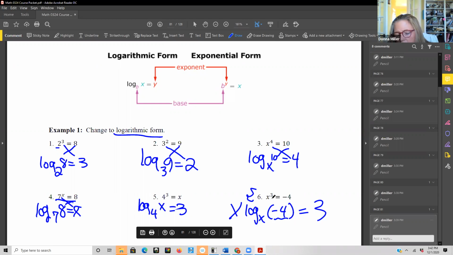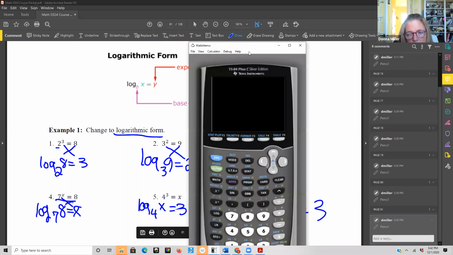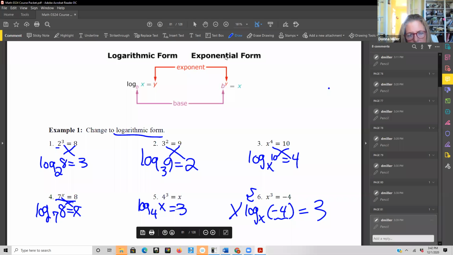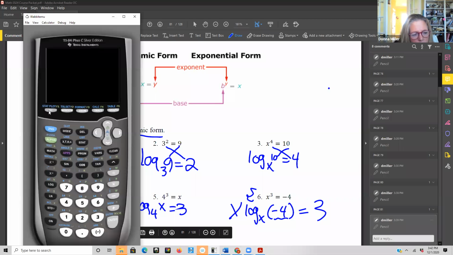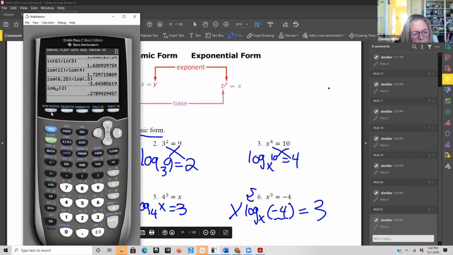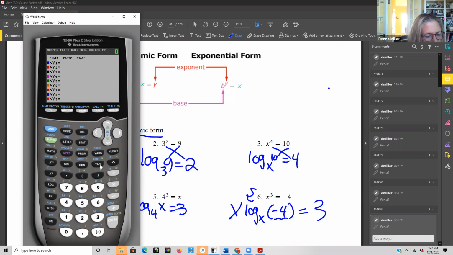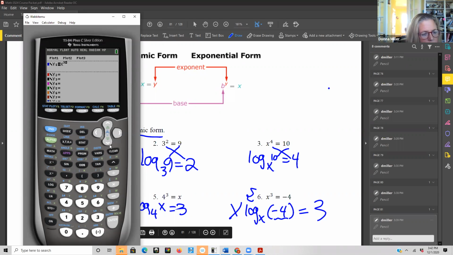Logs don't work for everything. What I could do is take the cube root to get rid of it, or I could just plug it in my calculator. Remember we did, you can solve any equation on a calculator. Once I get the calculator up, let's try it again. There we go. If I can't solve it with logs, what I could do is solve it like I normally do, go into y equals and type each side. So I could have x cubed on one side and -4 on the other, and see if there's a solution.